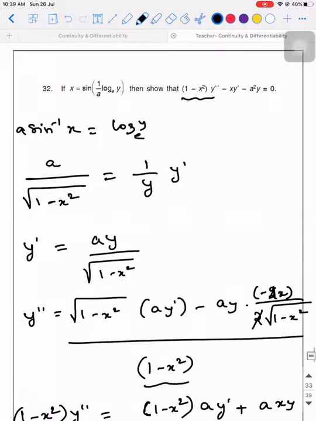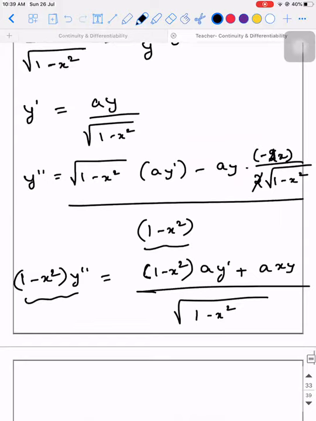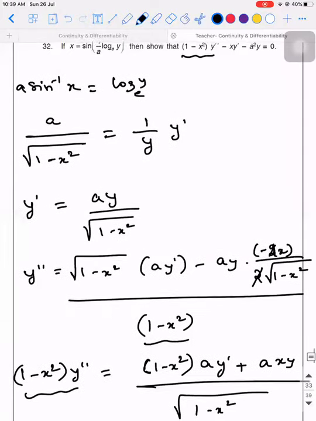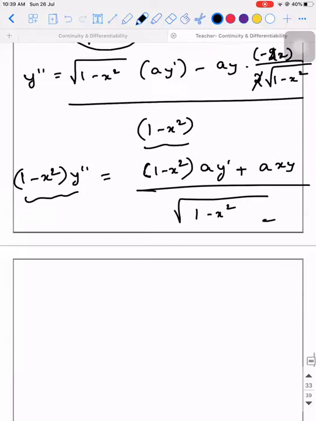So y dash is, okay. So what you can do is, you have y dash as ay divided by root of 1 minus x square. No? So this is 1, this is 2. I hope it is clear till this step. Any doubt? No, sir. Till here it is clear, no?